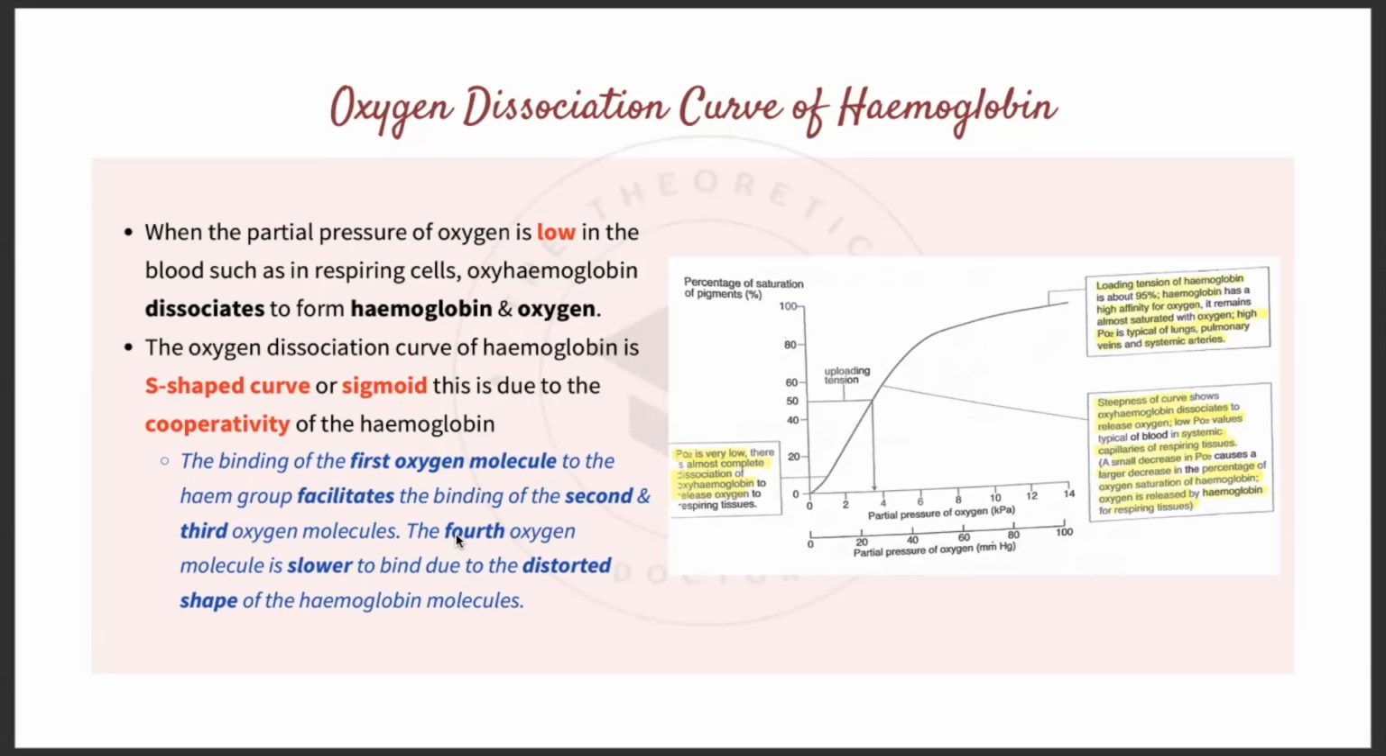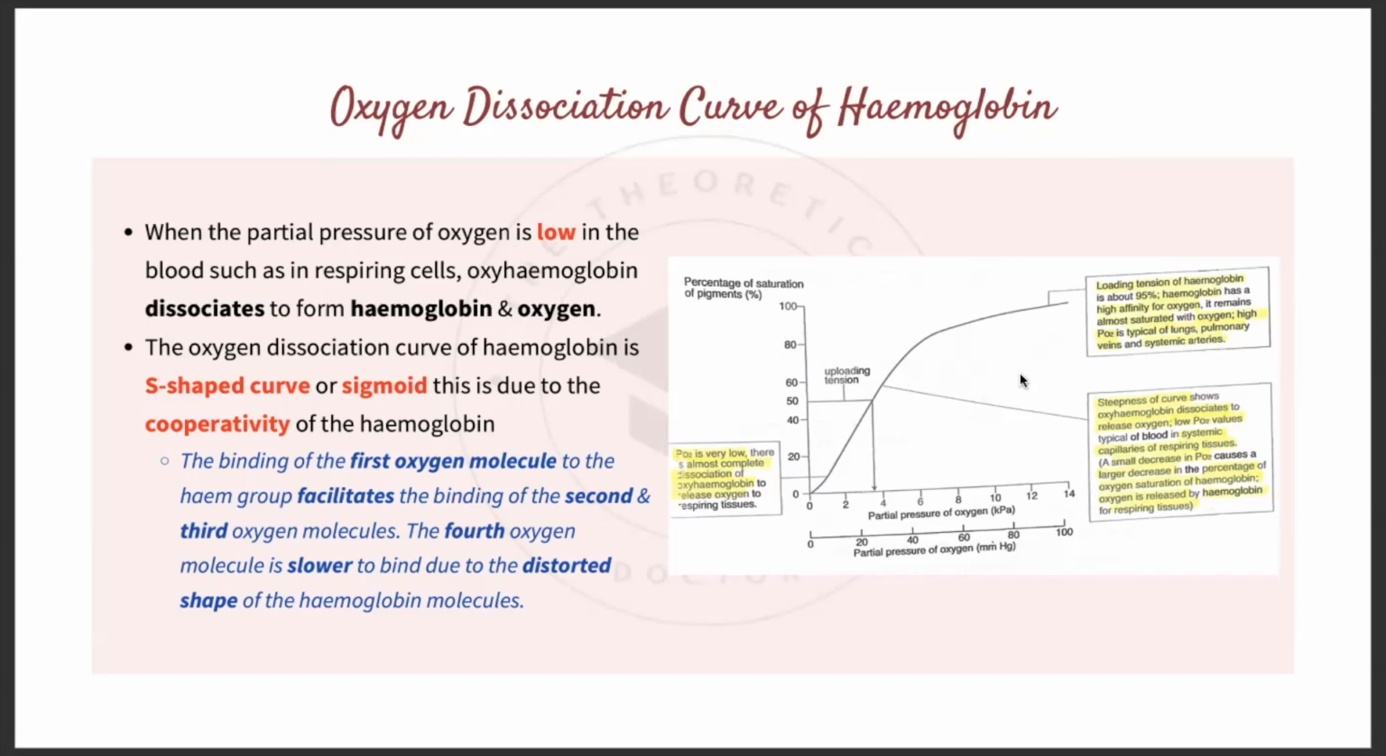And when the partial pressure of oxygen is higher, the oxygen will diffuse into the hemoglobin to form oxyhemoglobin through simple diffusion. If you want to know more about the transport of oxygen in the blood, do check out my previous video on this. Alright, so when the partial pressure of oxygen is low in the blood, and you can see this in respiring cells, the oxyhemoglobin dissociates to form hemoglobin and oxygen. And remember, one hemoglobin combines with 4 molecules of oxygen to form one oxyhemoglobin.